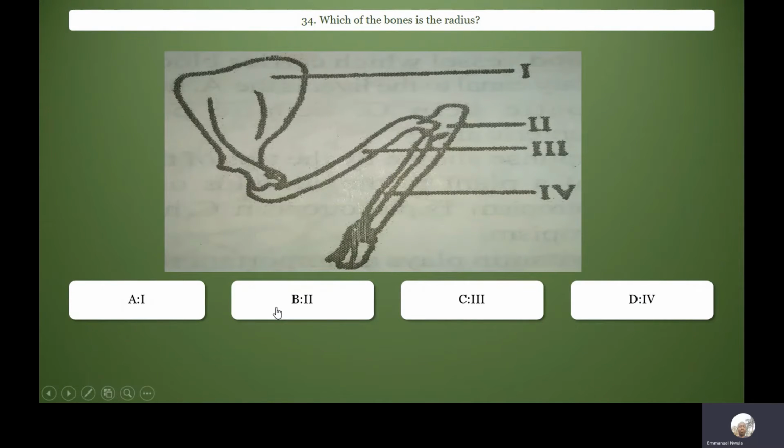Which of the bones is the radius? IV is the radius. Of the lower arm bones, the longer one is the ulna. This other one is the radius, IV. So option D is correct here.